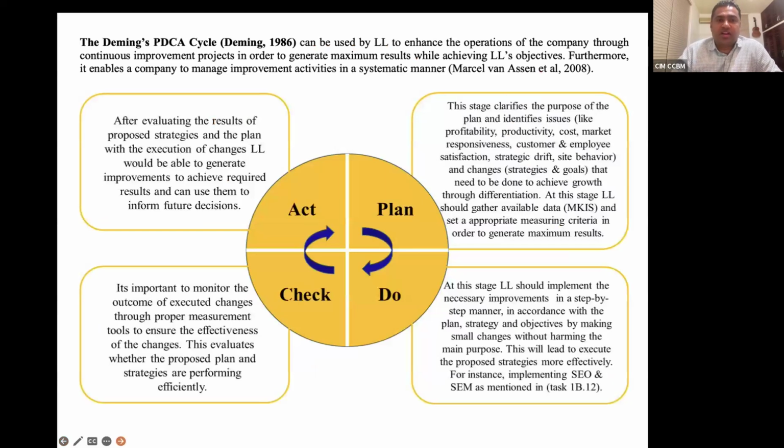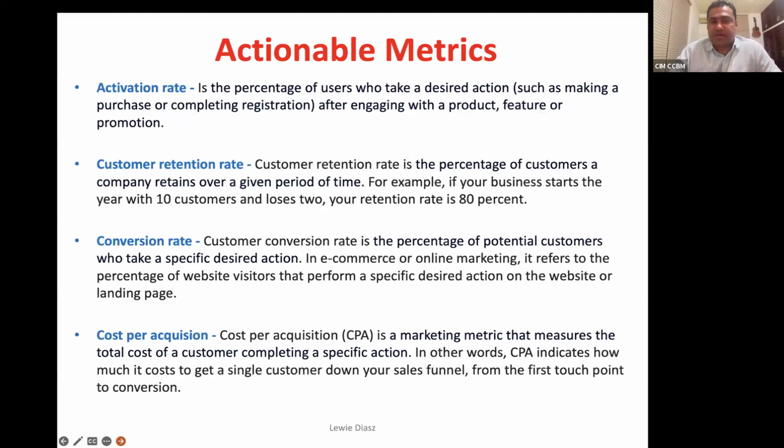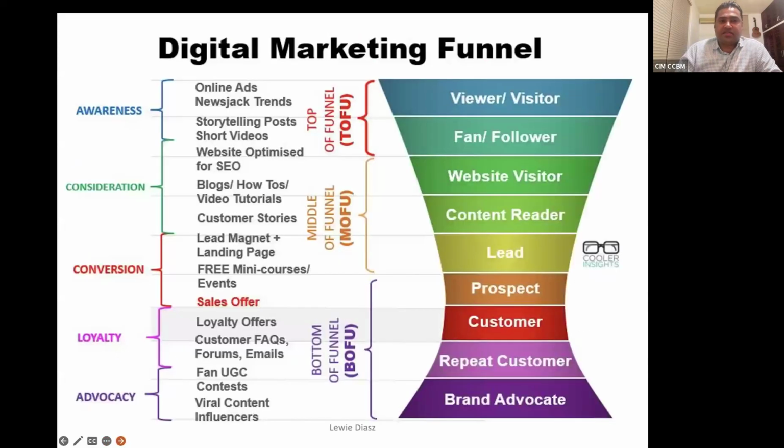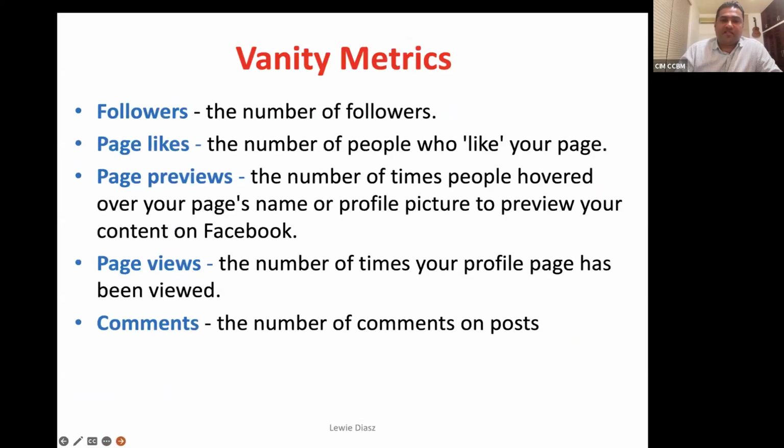Okay, so continuous improvement is very, very important. And now we go into some measures. Another word for measures would be metrics. You need to pronounce this word properly, metrics. How you would measure marketing. So there are some digital measures. We call them vanity metrics. I think you know already, number of followers, number of page likes, right?